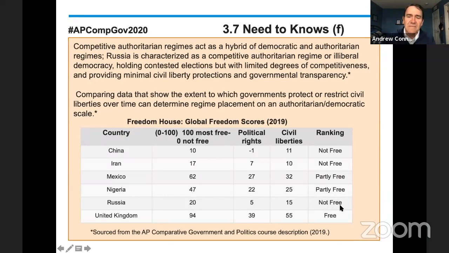It's also deemed to be not free by Freedom House, which is always interesting to me, because in AP comparative government, we still see this note here that Russia is what's sometimes called a competitive authoritarian regime. It acts as a hybrid of democratic and authoritarian regimes. And so this is where we get three words: illiberal democracy, competitive authoritarian regime, hybrid regime. And those are all meant in the course description to talk about Russia because Russia has this history of elections.